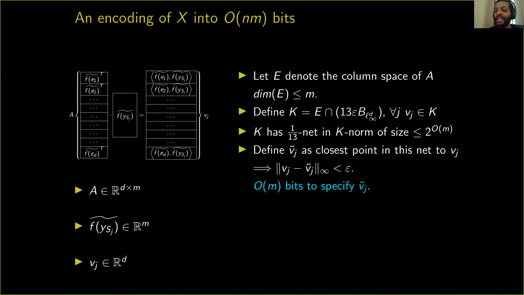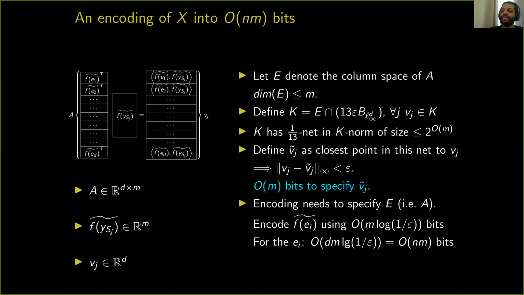So the way we're going to fix this is, as part of the encoding, we're going to write down A explicitly. And it turns out that we can do that in bounded precision as well. And overall, we get an encoding of length nm as I promised you, and it works. So that's basically it.